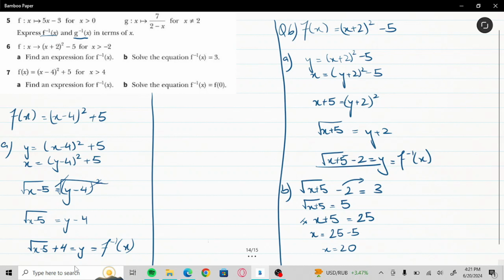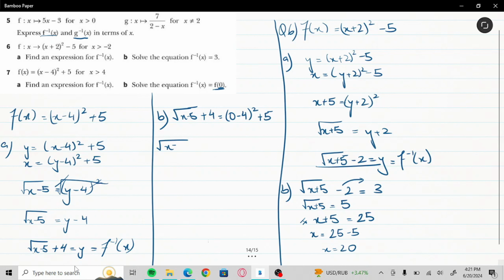Now the next thing we have to do is solve the equation f inverse of x is equal to f(0). If we write under root (x minus 5) plus 4 is equal to, we have to write the whole function of f and just input the value of x to be 0. So input 0 into the whole equation of f: (0 minus 4) whole squared plus 5. These two are equal, so just solve this and find the x value.